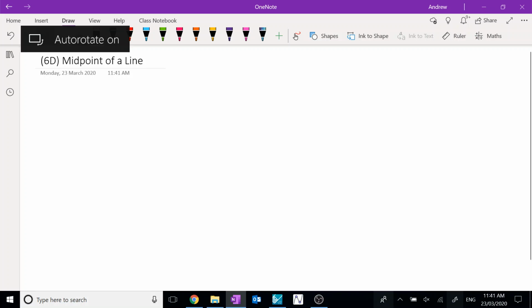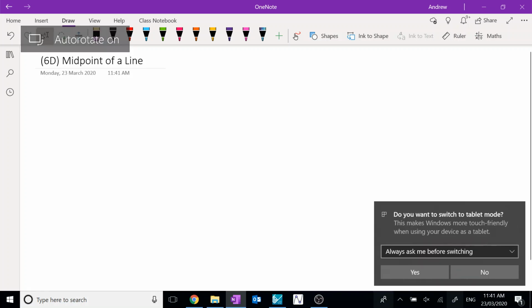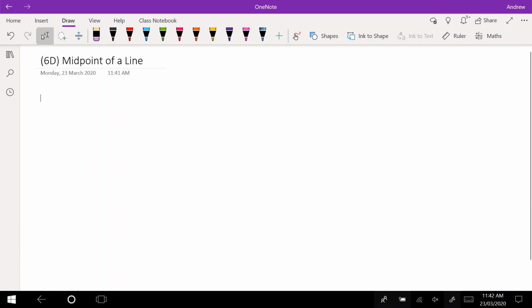So today, midpoint of a line. The reason we're doing this is if we have a line segment mapped from a Cartesian plane, we can find the midpoint of the line if we know a certain amount of elements of said line.